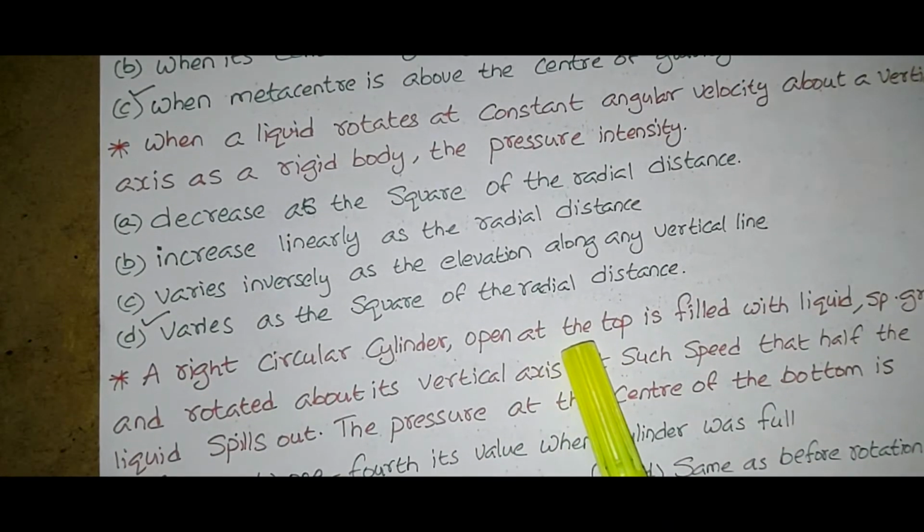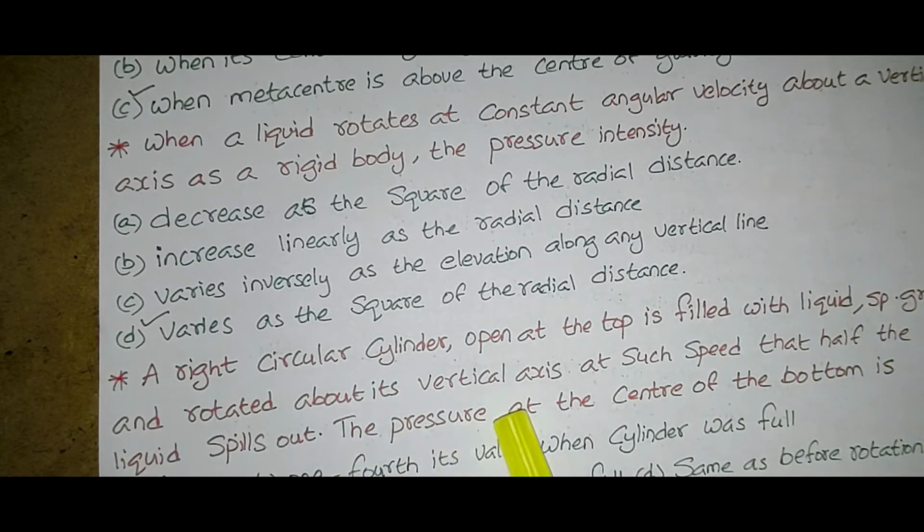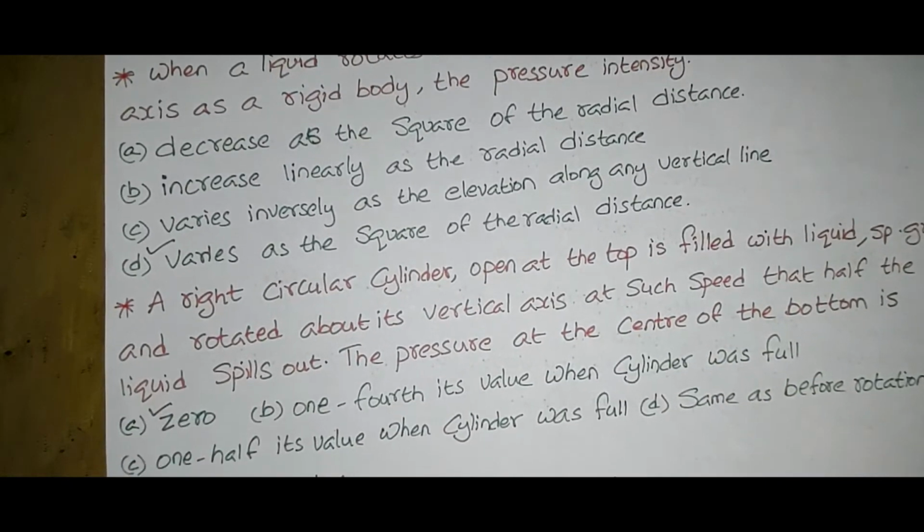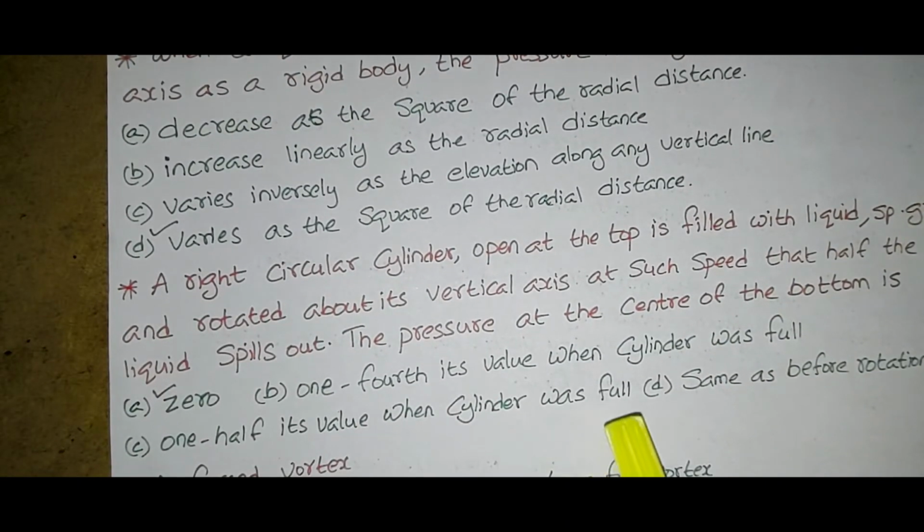A right circular cylinder open at the top is filled with a liquid, specific gravity 1.2, and rotated about its vertical axis at such speed that half the liquid spills out. The pressure at the center of the bottom is 0, one-fourth its value when the cylinder was full, one half its value when the cylinder was full, same as before rotation.